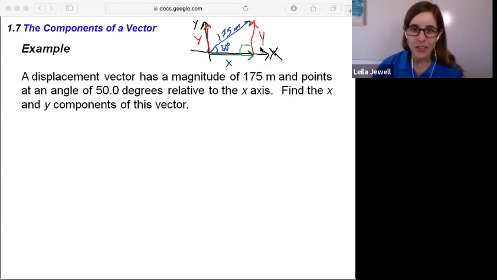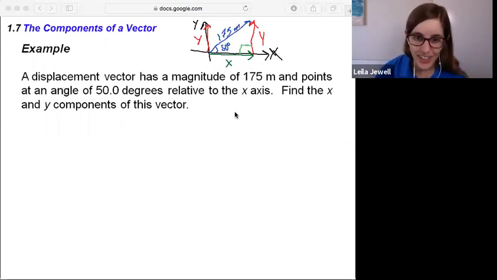So with the y, we want to think of a trig function that will allow us to relate the angle, this y component, and the long piece, the 175, which notice this is our hypotenuse. And the y is our opposite side. So what trig function has the opposite and the hypotenuse? That's our sine. Right, so I'll just write this up here. Sine of theta is equal to y all over the hypotenuse. I'm going to write it as h for now.